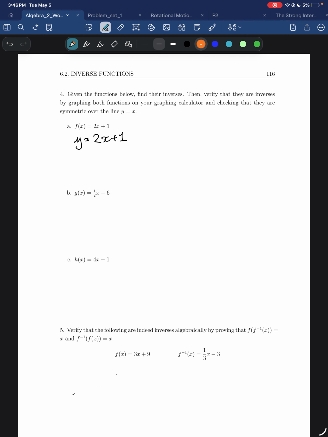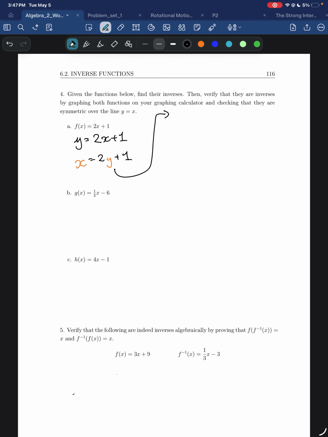And then your process is literally swapping the x and the y. Just put in a different color to highlight it to you. Then you aren't done yet.